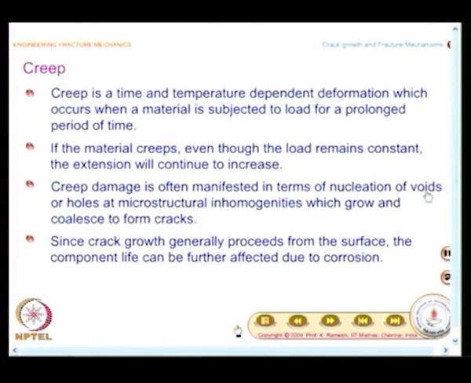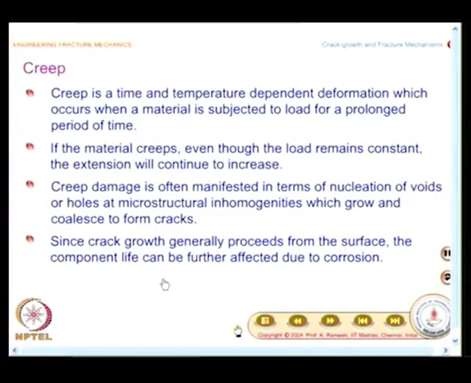So, in the case of a creep, it is essentially nucleation of voids or holes at microstructural inhomogeneities, which grow and coalesce to form cracks. So, the physical process is different. In many examples, you will find crack growth generally proceeds from the surface. This is a very common thing. You have a stamping of the seal on the surface of the component after it is fabricated. Even that could form as a site for crack to grow.